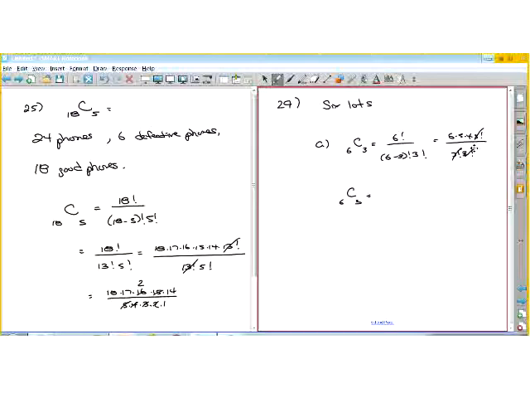And then 3 factorial is 3 times 2 times 1, which is 6. So all we're left with is 5 times 4, which is 20.